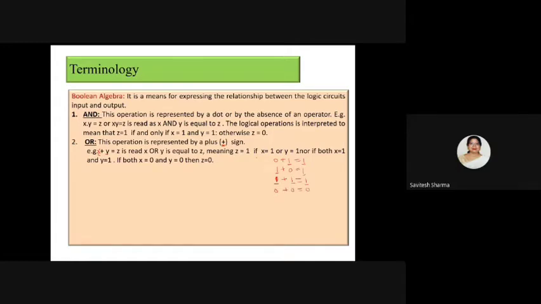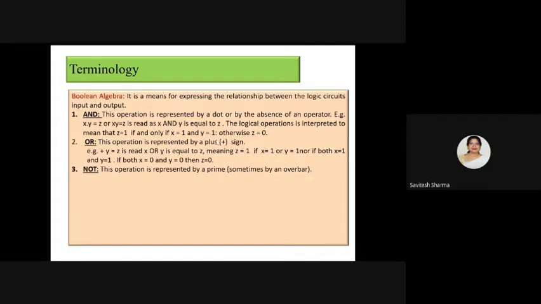That's why I am writing: if x is equal to 1 or y is equal to 1, or if both x and y are equal to 1, you will get z equal to 1. And if both x is equal to 0 and y is equal to 0, you will get z equal to 0. So this is the OR operation. We will see it in detail later.